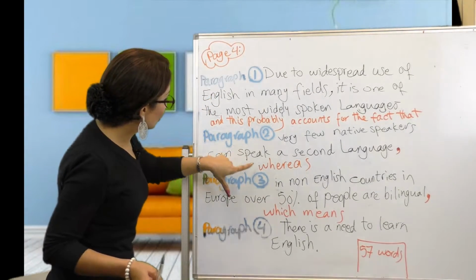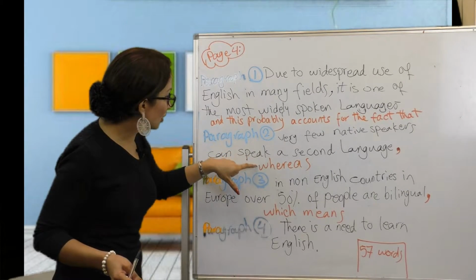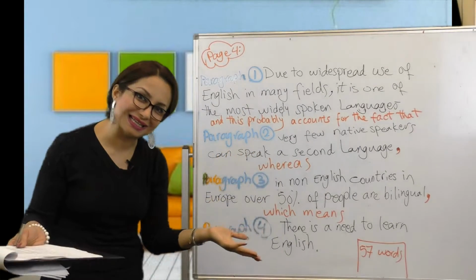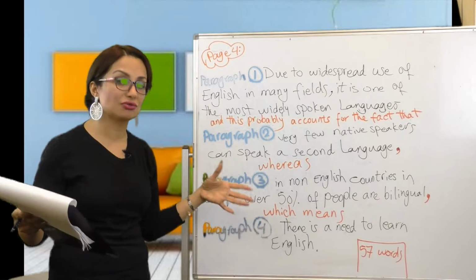Look at these orange parts, the parts written with orange marker. These are the parts that I added to connect the ideas together, to make them a text, to make them a coherent and complete text to read.